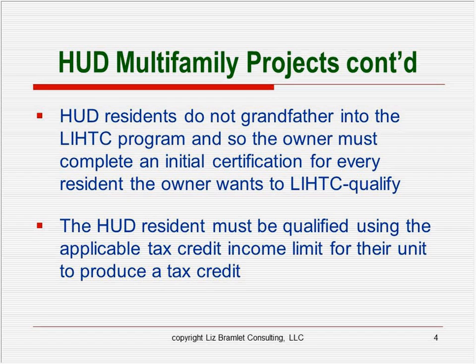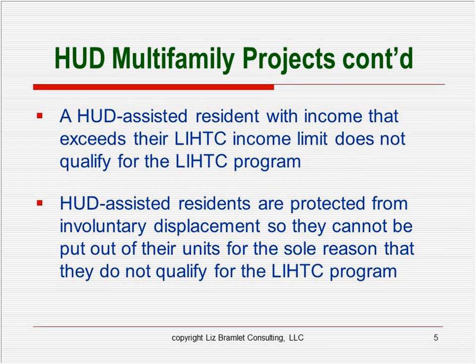So you have to complete initial certifications, and just like every other tax credit project out there, you have to be able to demonstrate to your tax credit investor, your state housing finance agency and the IRS that the tenants whose units you say are producing tax credits have qualified, that you have qualified them for the tax credit program. A resident with income that exceeds the tax credit income limit just doesn't qualify for the program, and their unit, as long as they're in it, will not produce a tax credit.